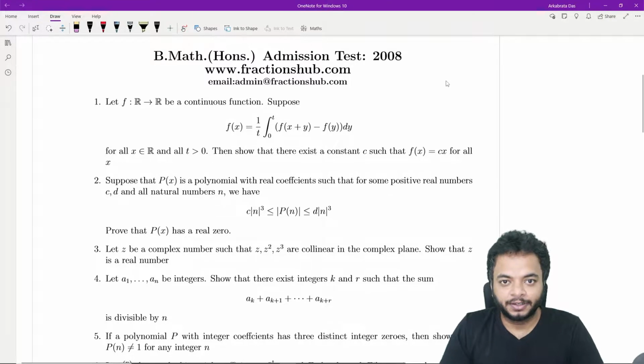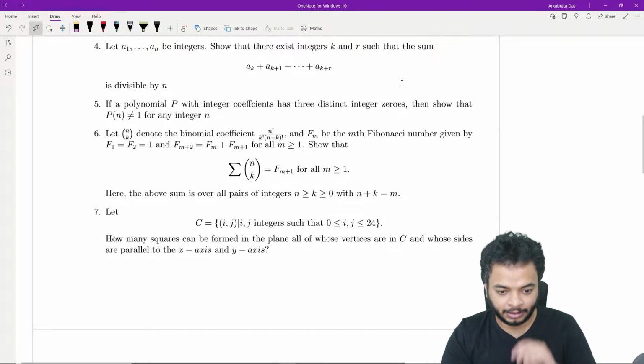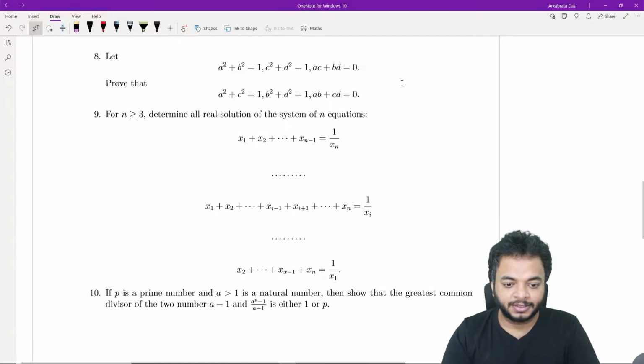In this video, we are going to discuss another problem from BMath 2008, and that is problem number 8. The problem says that you have a squared plus b squared equals 1, c squared plus d squared equals 1, and ac plus bd equals 0. And you have to prove that a squared plus c squared equals 1, b squared plus d squared equals 1, and ab plus cd equals 0.